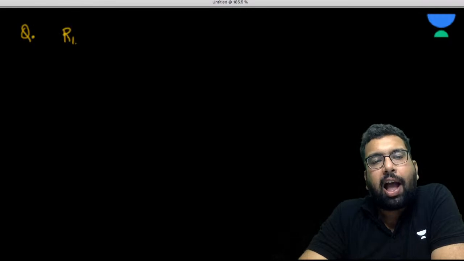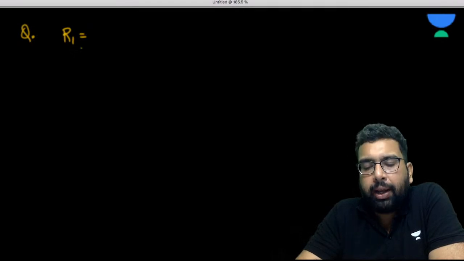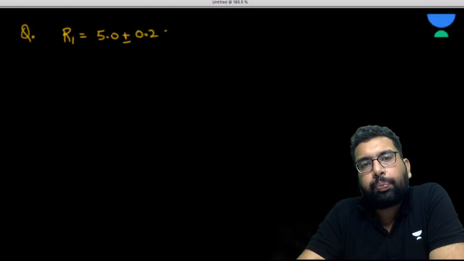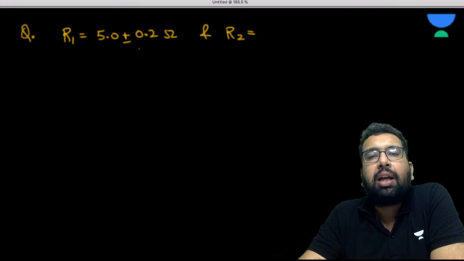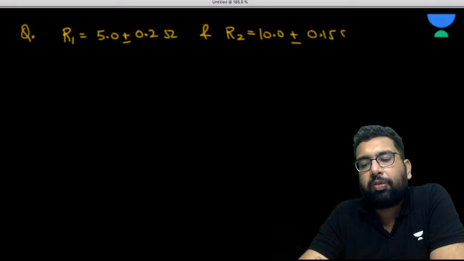Okay, let's solve one more question. I'll give you one question. Let's suppose that we have R1. Let us make it a bit more tricky. R1 is 5.0 plus minus 0.2 ohm. Ohm is the unit of resistance. R2 is, let's suppose, 10.0 plus minus 0.15 ohm.